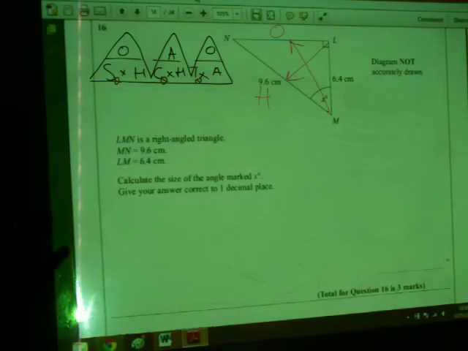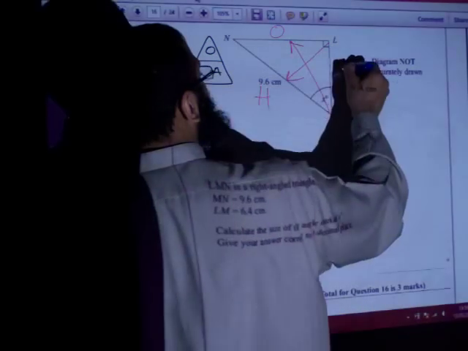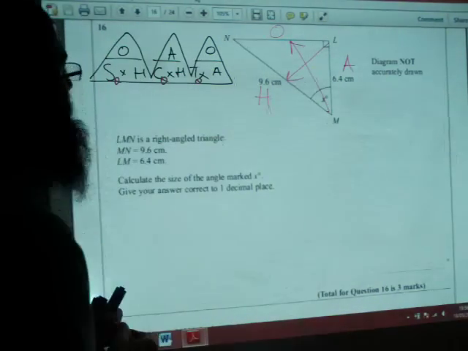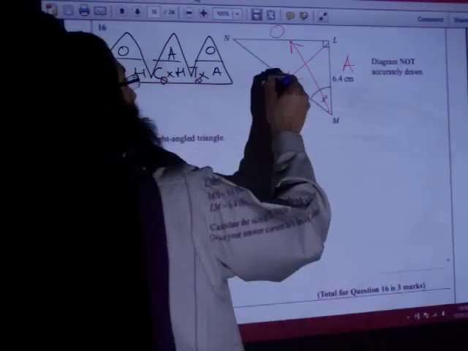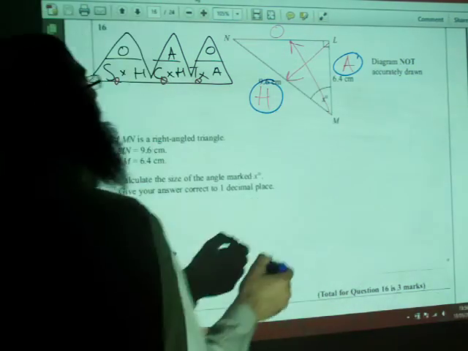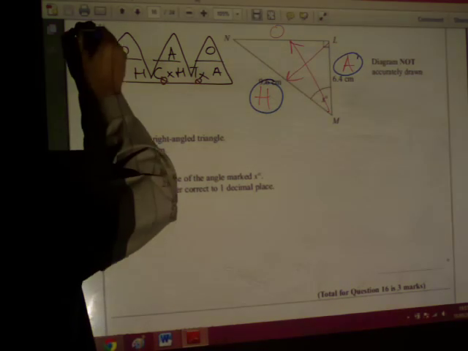So that leaves us one side that hasn't been labelled. What do we call that side? Adjacent. The adjacent, which we're going to label as A. Now, if we look in this particular question, the information that we have is A and H.